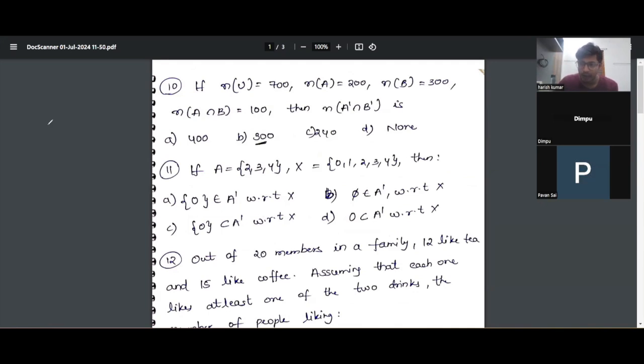N of A complement intersection B complement. That means A union B whole complement. That means N of U minus N of A union B. So N of U is 700 minus N of A union B, which is N of A plus N of B minus N of A intersection B, right? So this is 700 minus 400, which is 300. Correct.